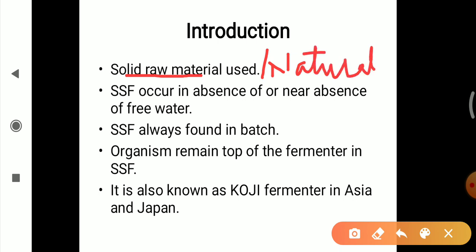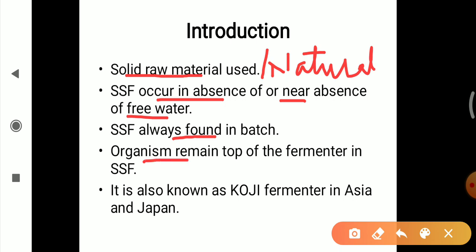Organisms in SSF fermenter grow by using a solid substrate having sufficient moisture content which supports the growth of microorganisms. SSF occurs in absence or near absence of free water. SSF fermenter is always found in a batch process as well as a fed batch process.